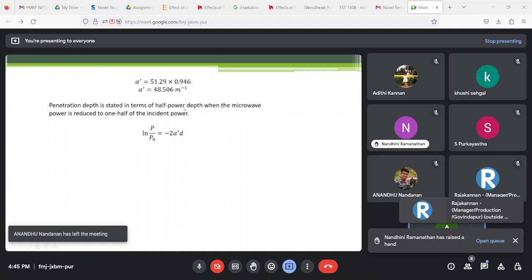This is the formula for calculating power at any depth of the food. If you have a 50 centimeter block, you can calculate the power at any point in the food particle. If you want to calculate at 10 centimeters, you substitute D as 10 centimeters, and if you have the other parameters, you can calculate the power at that depth. If you change it to 50 centimeters, you can calculate the power at 50 centimeters. So this gives a relation between your power and your depth. Half power depth is the depth at which the power becomes half of P naught.